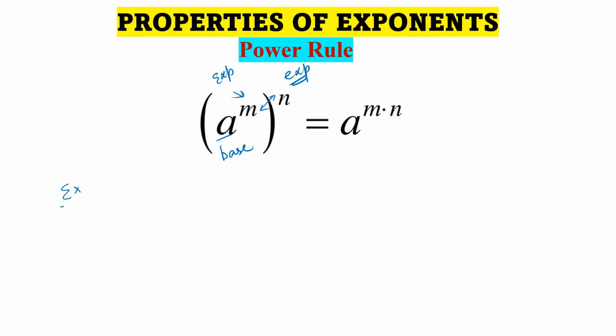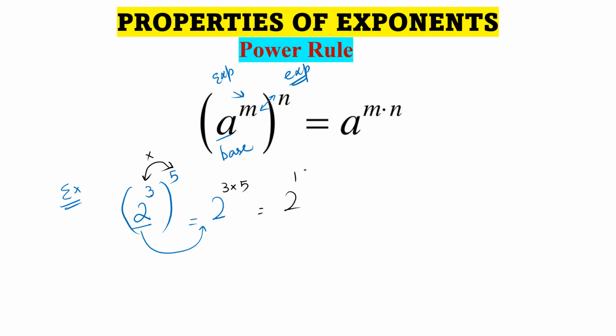Example, if I have 2 to the power of 3, whole to the power of 5, what will you write? You write the base only one time, the same, and you multiply the two powers. So 3 times 5. Write the base as it is, and 3 times 5 is 15.